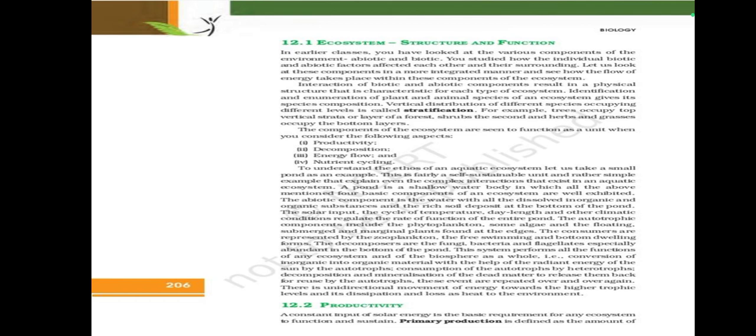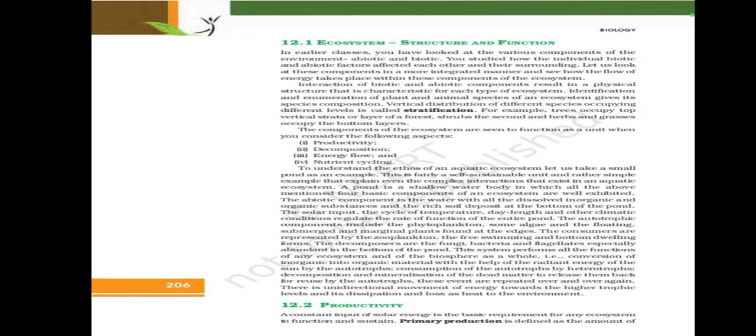Interaction of biotic and abiotic components results in a physical structure that is characteristic for each type of ecosystem. Identification and enumeration of plant and animal species of an ecosystem gives its species composition. Vertical distribution of different species occupying different levels is called stratification. For example, trees occupy the top vertical stratum or layer of a forest, shrubs the second, and herbs and grasses occupy the bottom layer.